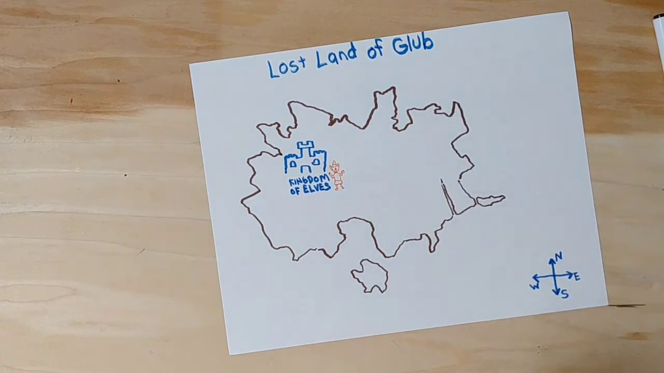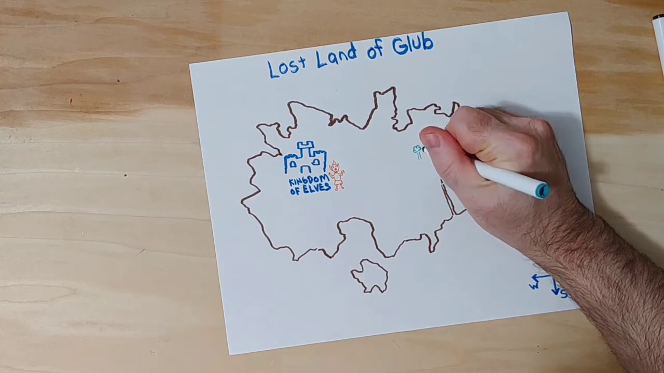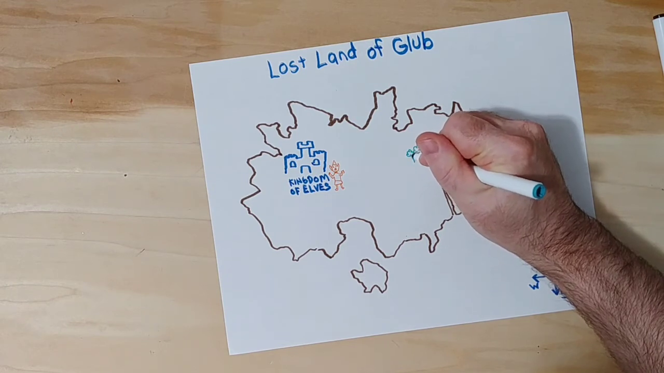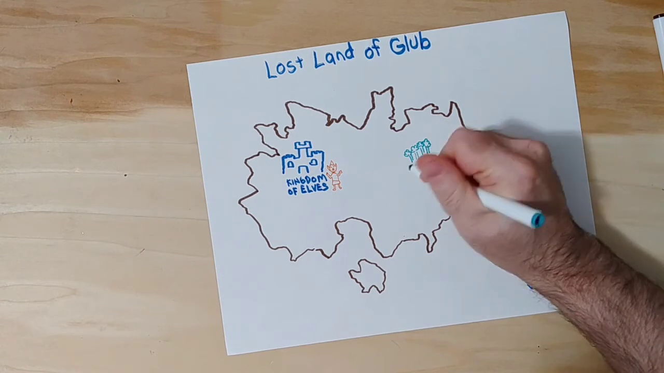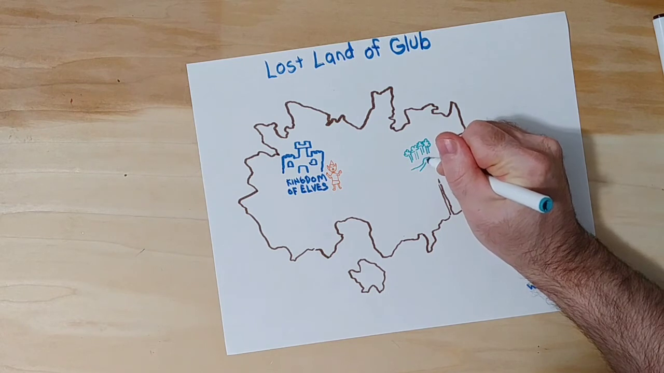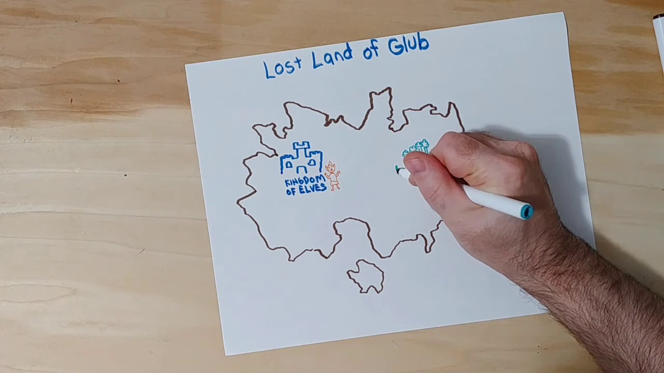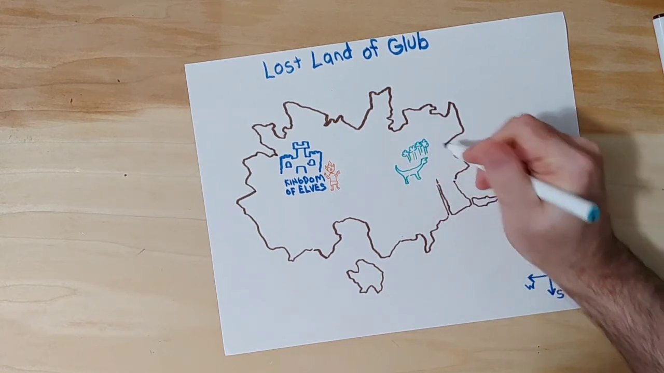Well, there might be different kinds of land there. So maybe there's a forest somewhere. I could draw a lot of trees, or just enough to show that it's a forest. This is Dinosaur Forest. Watch out for Dinosaur Forest.